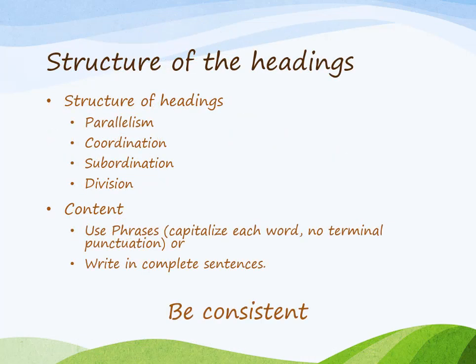There are 4 ways you can structure the headings and subheadings of your outline: parallelism, coordination, subordination, and division. Depending on your topic, you may use one or more as the structure of the topic demands. You can use phrases in your outline, capitalize each word, no terminal punctuation, or you can write complete sentences. Whatever you do, be consistent.